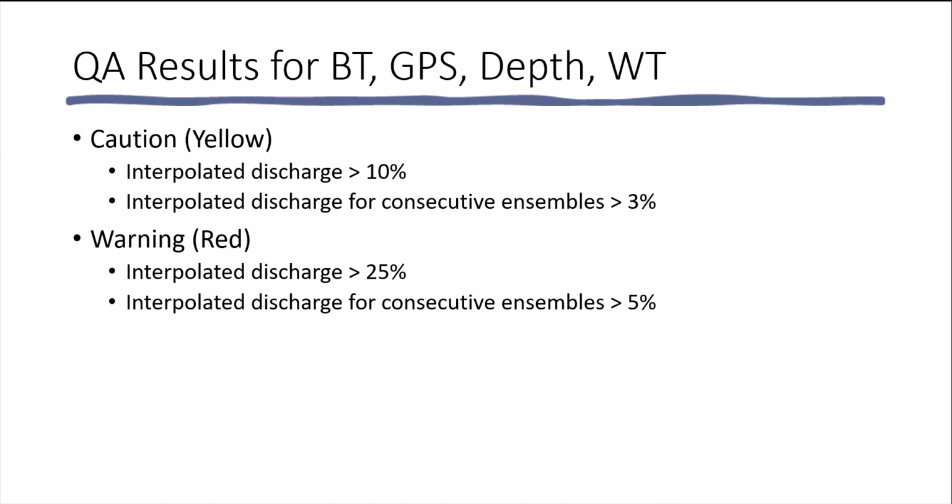The quality assurance indicators for bottom track, GPS, depth, and water track are the same, and they are based on the effect of the invalid data on the discharge. So, for a caution or yellow color, if the interpolated discharge is greater than 10%, or the interpolated discharge for consecutive ensembles is greater than 3%, that caution will be issued. If the interpolated discharge is greater than 25%, or the interpolated discharge for consecutive ensembles is greater than 5%, a red or warning will be issued.